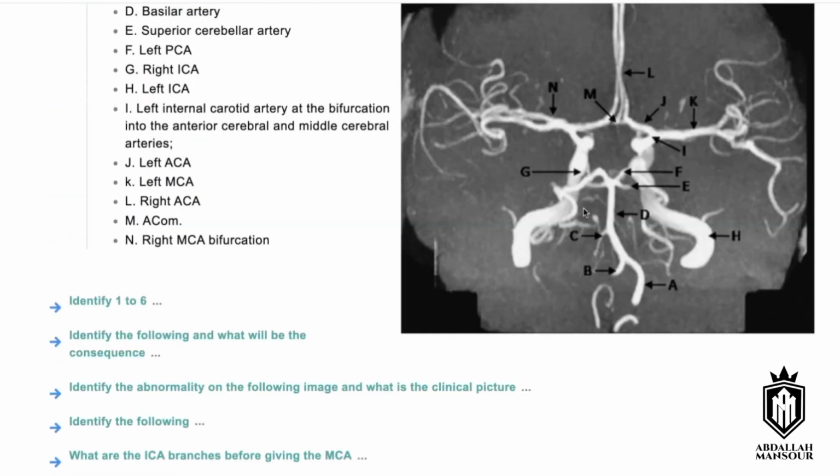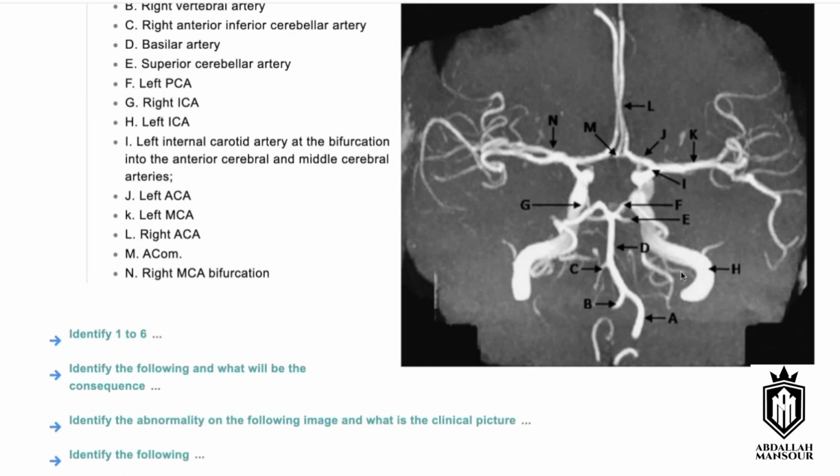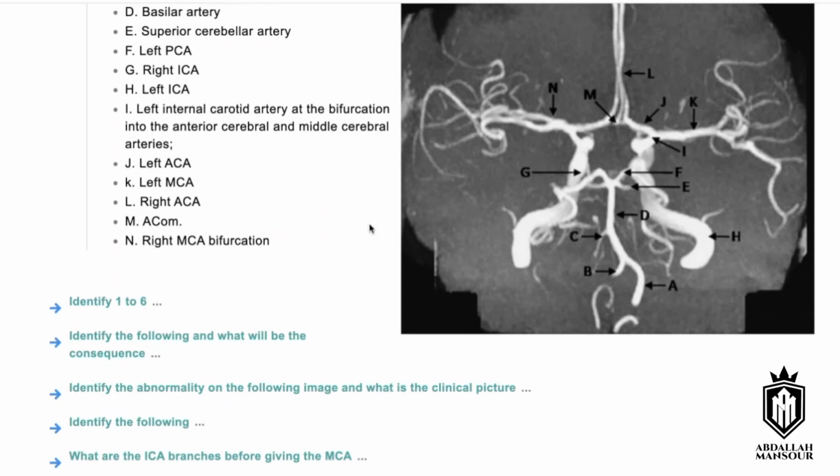So where is the posterior communicating artery? You tell me. Try to find out what is the posterior communicating here. So that will be G. No, G is still the ICA, but you have a very tiny branch down there. Yeah, that's the posterior communicating, because it connects between the ICA and the PCA.